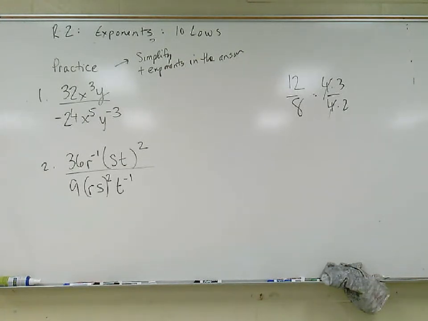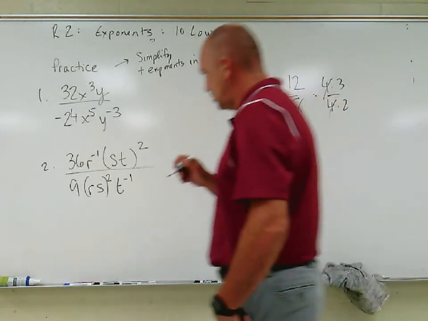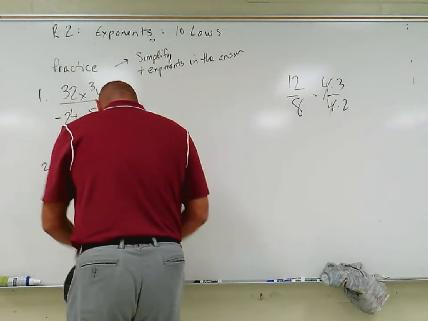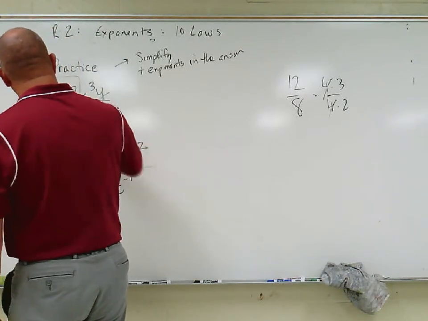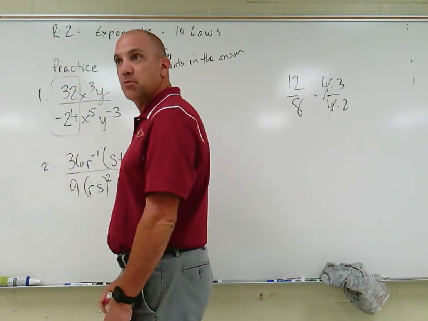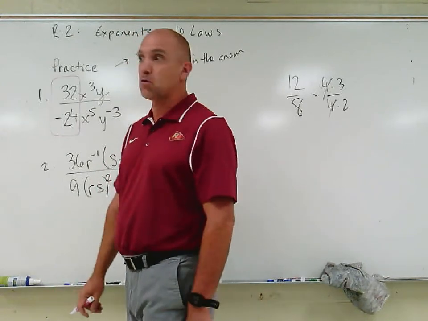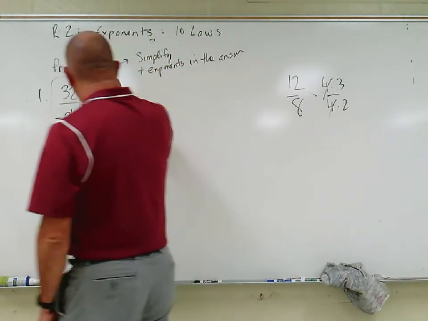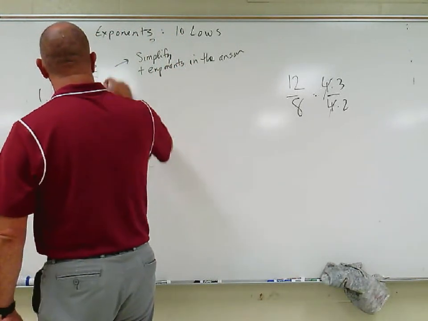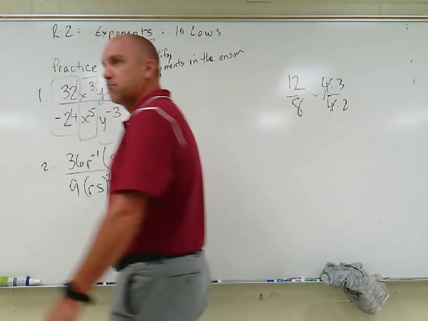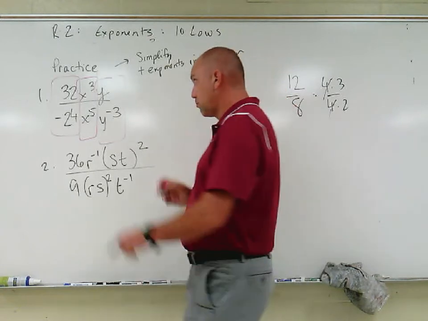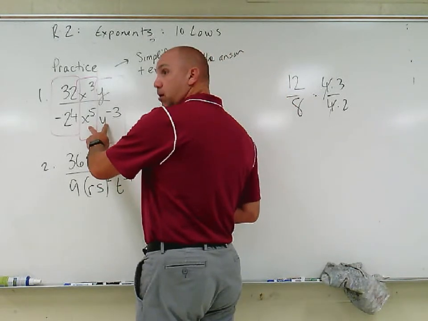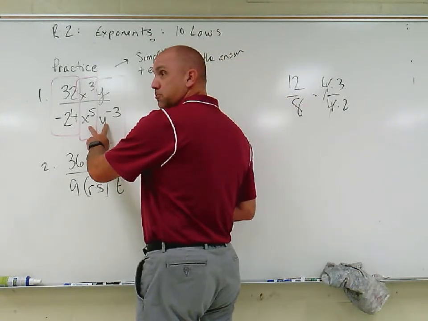Okay, so let's look at the first problem. All right, so here's where my eyes go. This is what my eyes do. That is one simplification. 32 over negative 24 has nothing to do with exponents. X cubed over x to the fifth, y over y to the negative 3. So these two here are going to deal with rule 3.